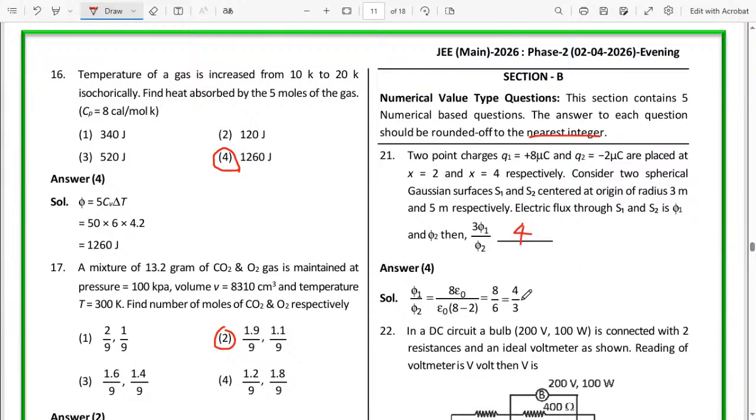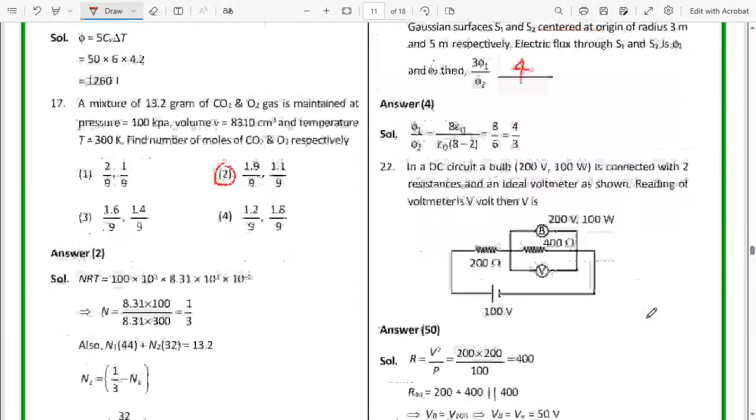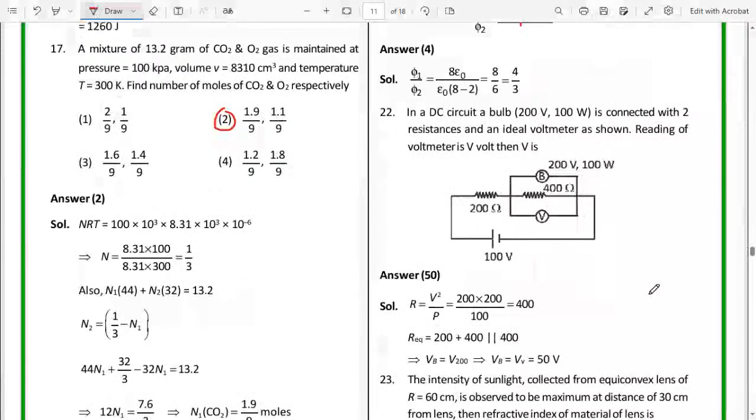Right? So this is how you will get the solution. Next, question number 22. In a DC circuit, a bulb of 200 volts and 100 watts is connected with two resistances and an ideal voltmeter as shown. Reading of voltmeter is V volts, then V is, yes, you are going to get 50. Answer is 50. Yes, friends, you have to enter the number 50.